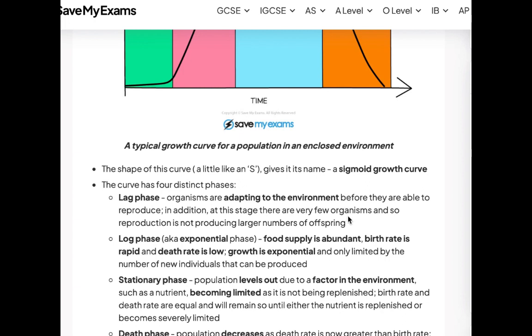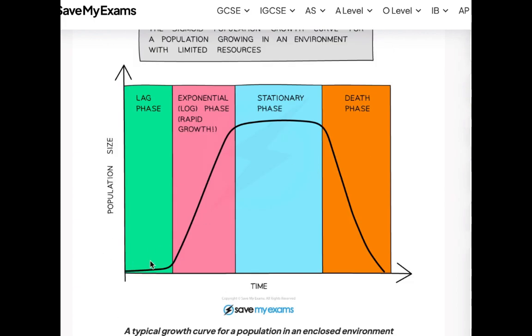Now let's take a look at the different phases. In the lag phase, organisms are adapting to the environment before they are able to reproduce. That's what is happening in this green area.